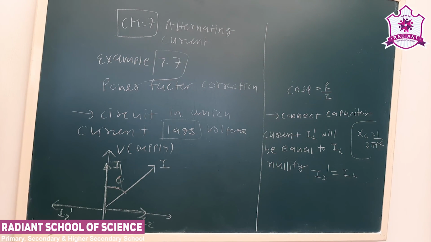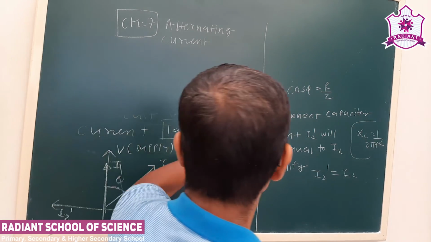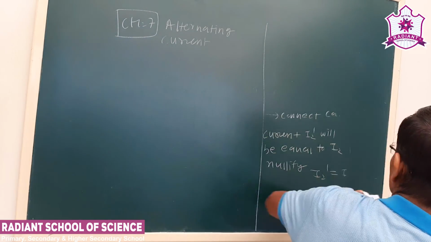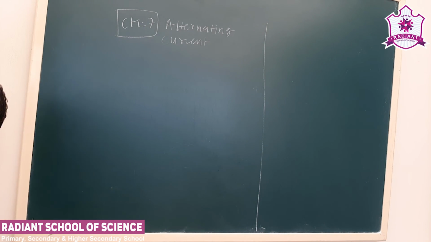Now see our next example is an LCR circuit. This one is very important, it can be asked in a 3-mark or 4-mark question. Now next is example 7.8.